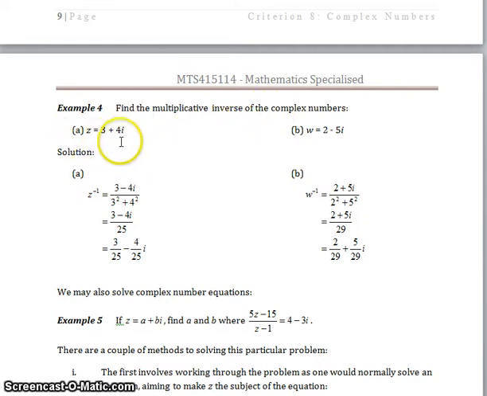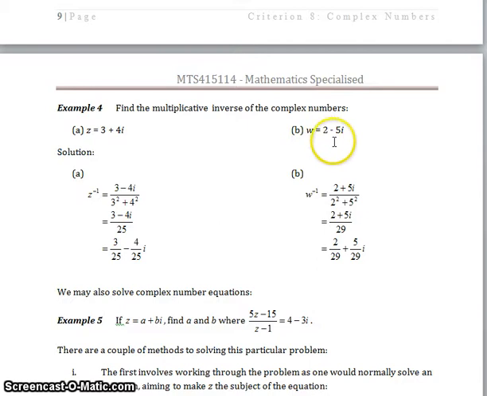So 3 plus 4i, it's going to be the conjugate on top, 3 minus 4i, and on the bottom 3 squared plus 4 squared, which turns out to be 9 plus 16, which is 25. Splitting that, we get 3 over 25 minus 4 over 25i.